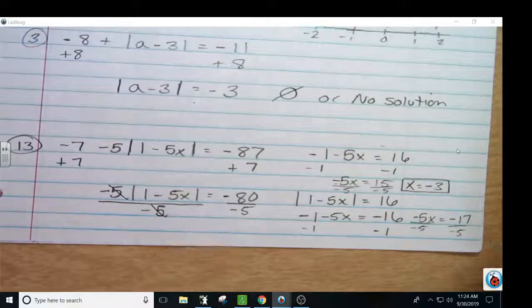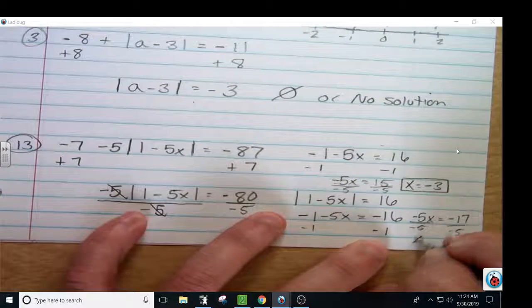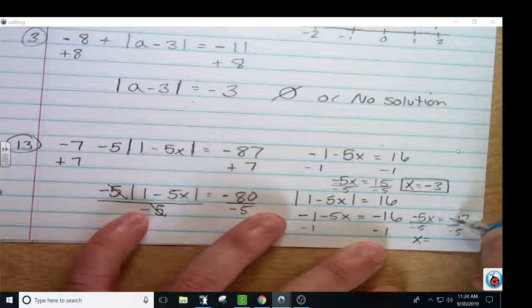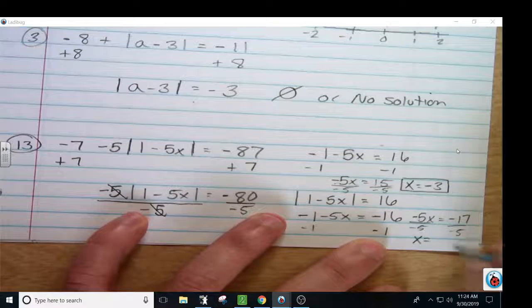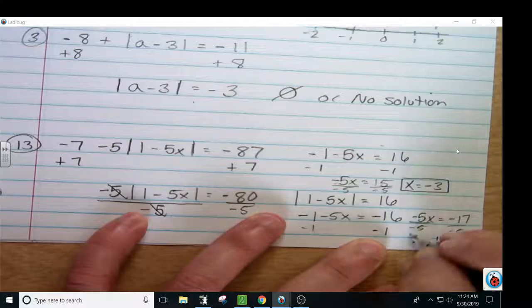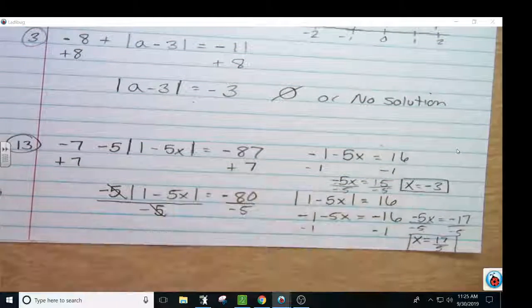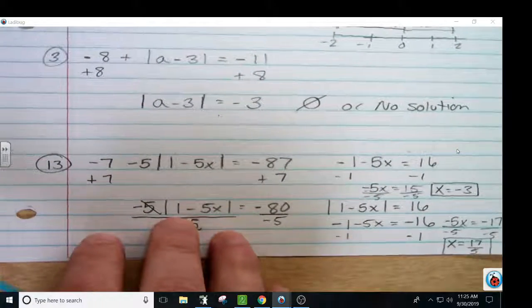You got to have a positive c and a negative c. All right. So that is x equals, now, negative divided by negative is positive. Those are your two answers.